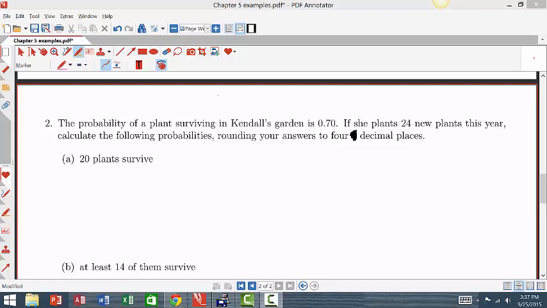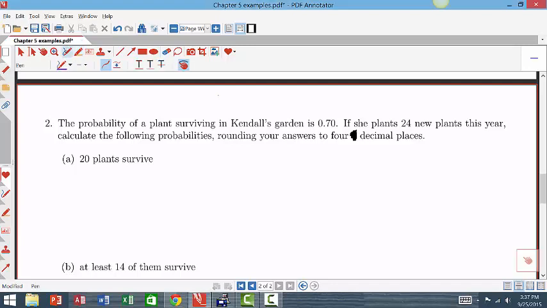Hello everybody, in this video I will show you how to use your graphing calculator to solve problems with binomial distribution. Okay, let's see what we have here. The probability of a plant surviving in Kendall's garden is 0.7, or a 70% chance. And if she plants 24 new plants this year, calculate the following probabilities, rounding your answer to 4 decimal places.